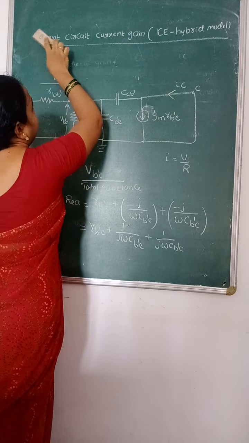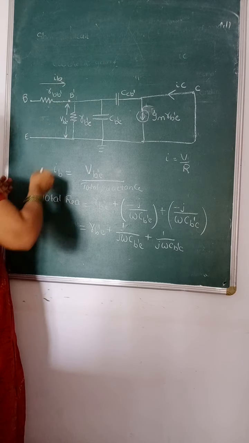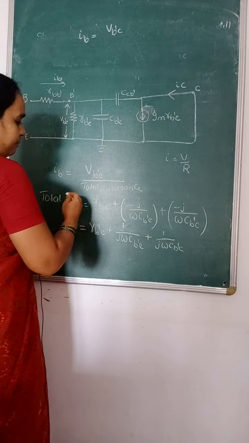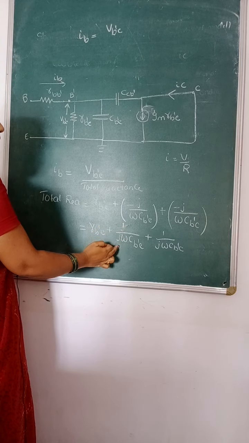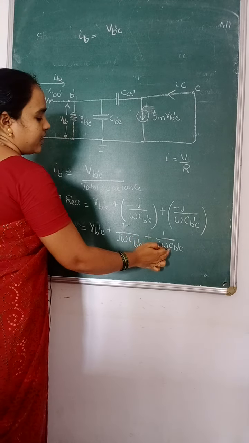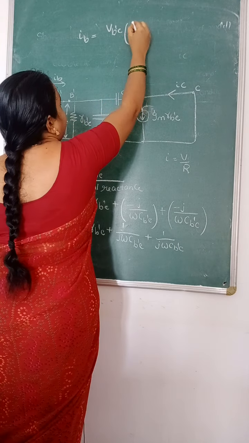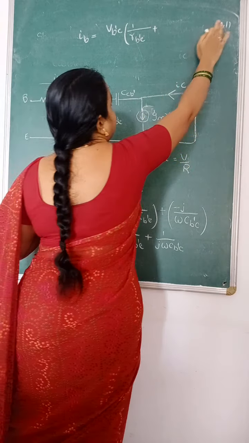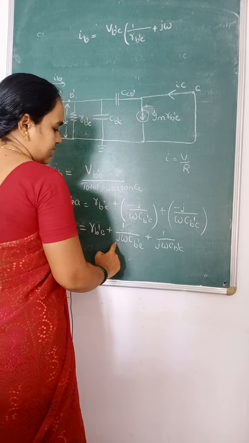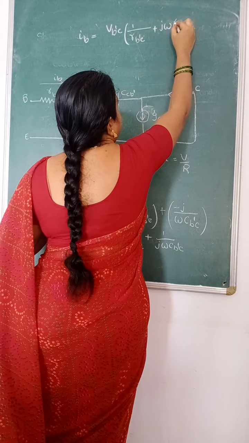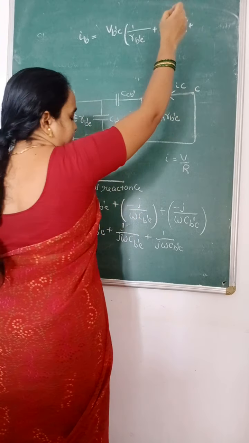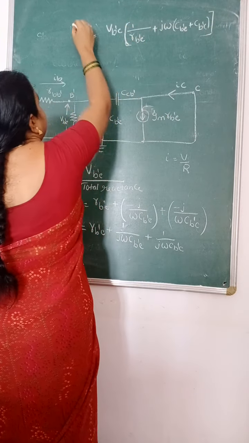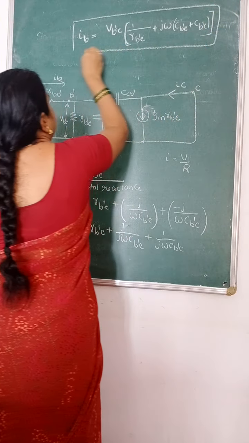Then the base current can be written as IB is equal to V B dash E divided by R B dash E plus 1 by j omega C B dash E plus 1 by j omega C B dash C. Taking the reciprocal, in these two terms j omega is common, so we get 1 by R B dash E plus j omega into C B dash E plus C B dash C. This is the base current.